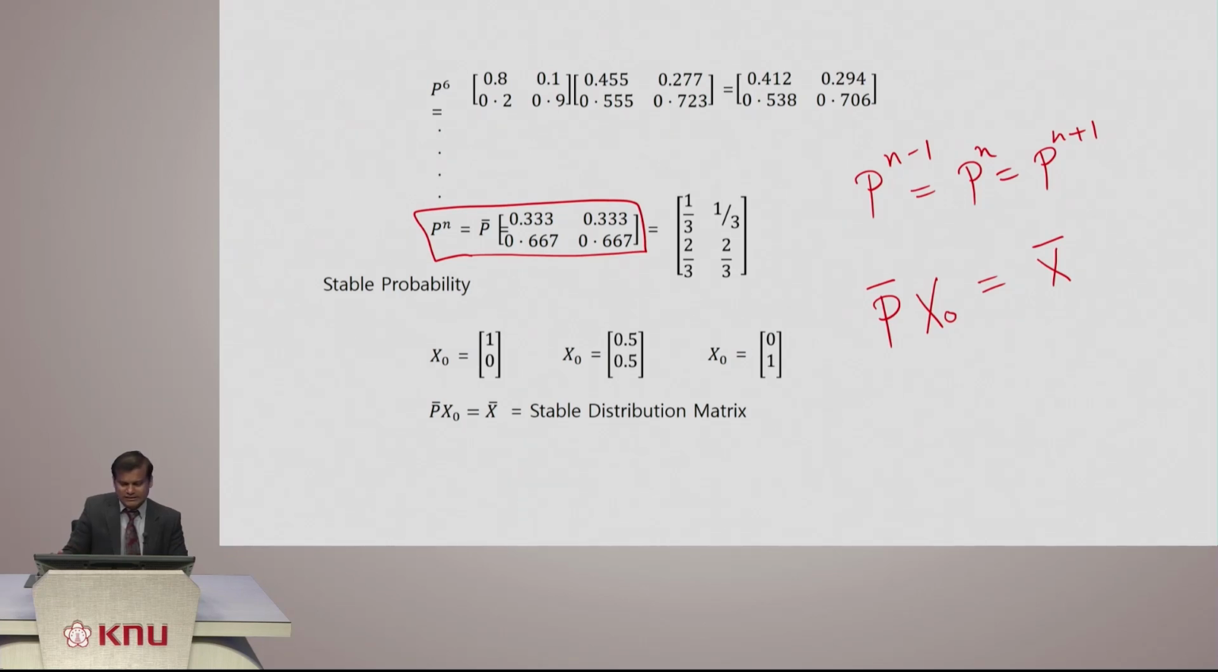So let's try with different initial conditions. For example, let's try with initial conditions 1, 2 and 3 and see what happens. So in this case our P power n, P bar, is given to be this one, and there are 3 initial conditions. We can try one by one to see what happens to the stable distribution matrix.